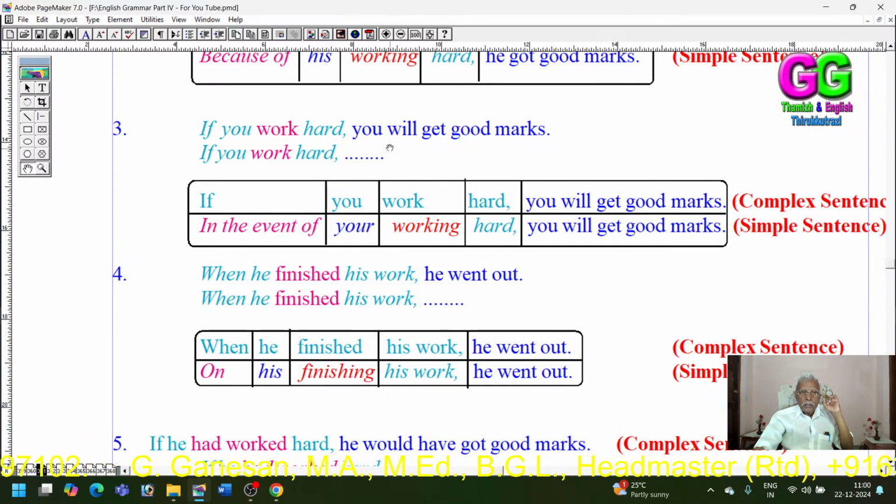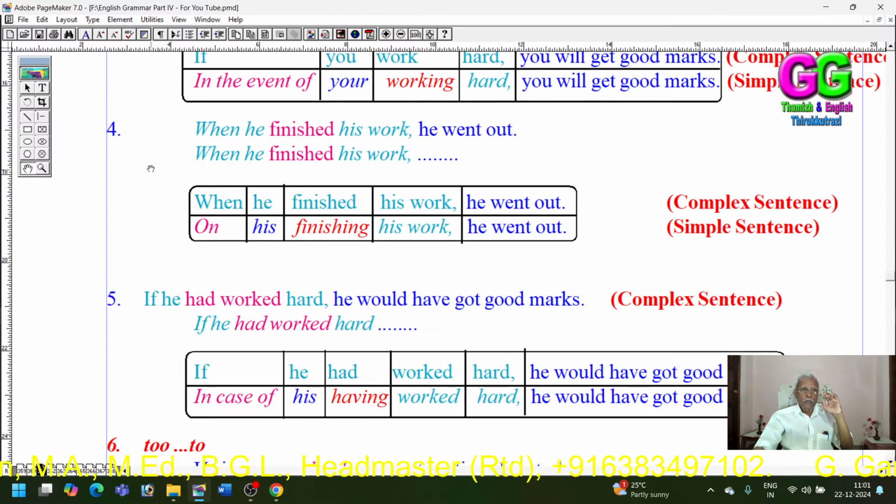Third example: if you work hard, you will get good marks. In the event sense, right? If is the conjunction; the phrase is "in the event of" or "in case of". Subject you becomes the possessive your, work becomes working, the present participle. That's all. If you work hard, you will get good marks. In the event of your working hard, you will get good marks. Complex sentence, simple sentence.